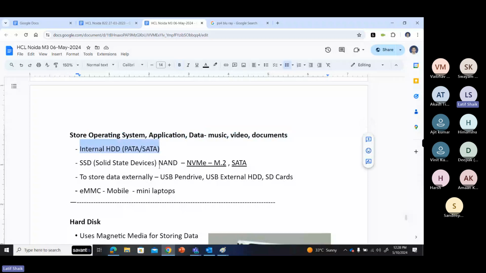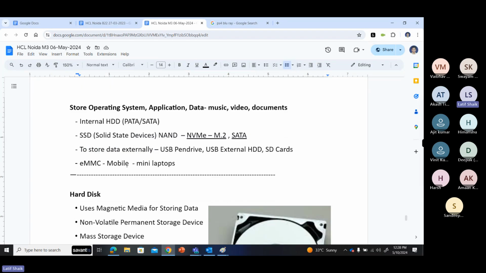SATA type of hard disk are there, PATA type of hard disk. Currently, we are using SATA type of hard disk. And recently, SSD is also there. With laptops, you buy any new laptop, it comes with an SSD. You buy any desktop, there is an SSD. These SSDs we also use to store operating system and applications. And there are two different models, SATA type of interface and NVMe M.2 type of interface.